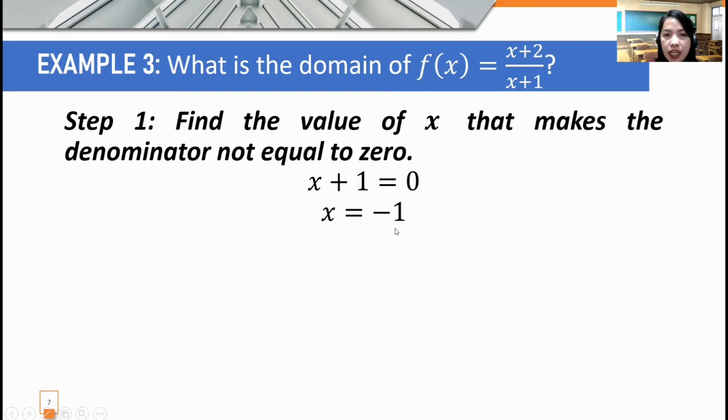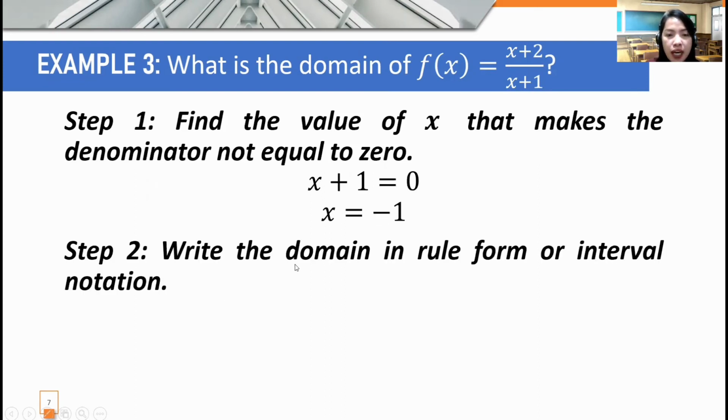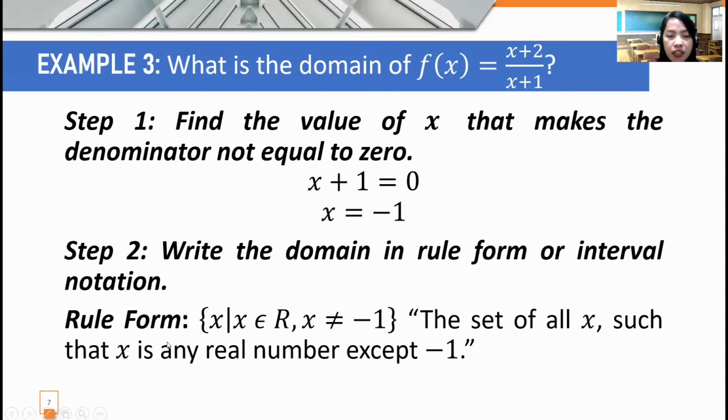So ibig sabihin, lahat pwedeng maging domain ng given na function except negative 1. Ito yung magiging restriction sa domain. For step number 2, we have to write the domain in rule form or interval notation. We have to take note the restriction negative 1 in the domain. In rule form, we have the set of all x such that x is any real number except negative 1.